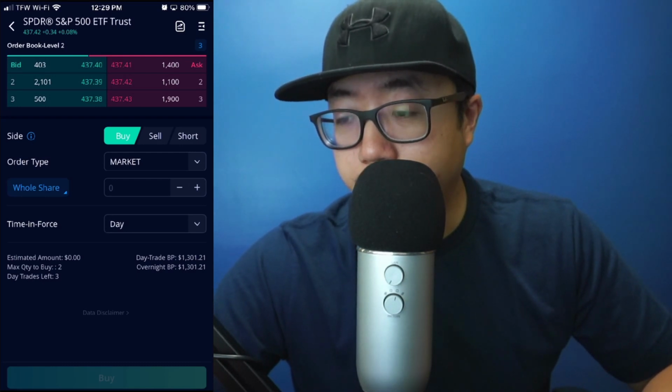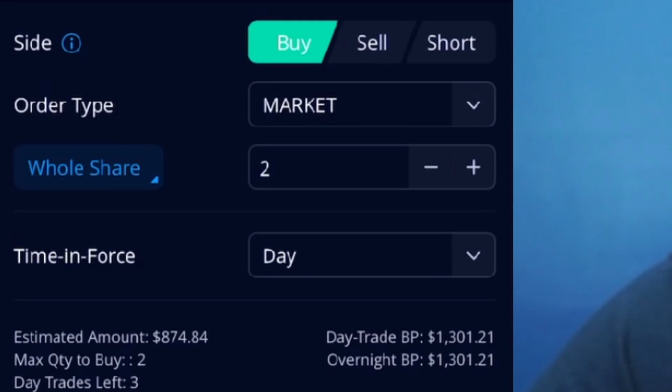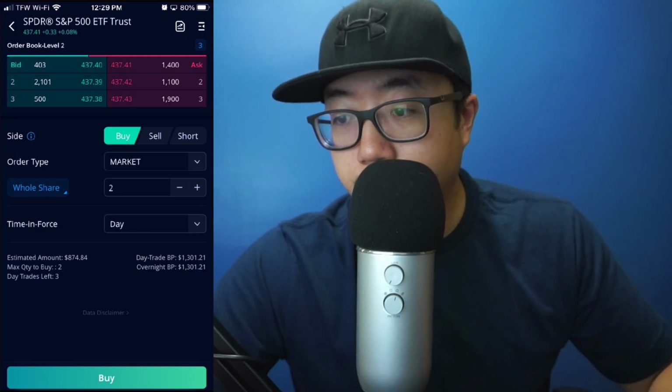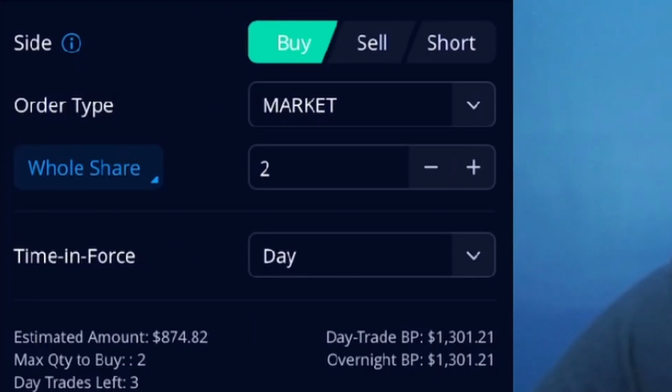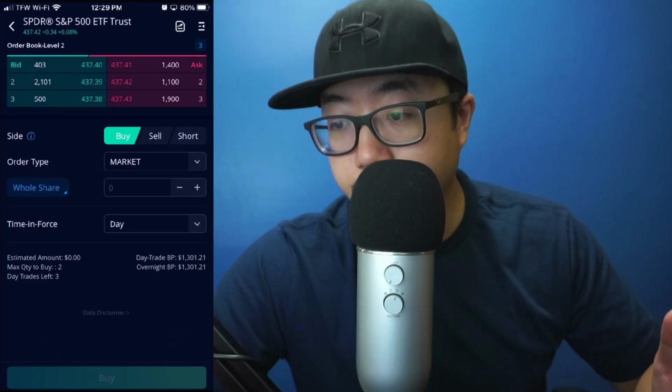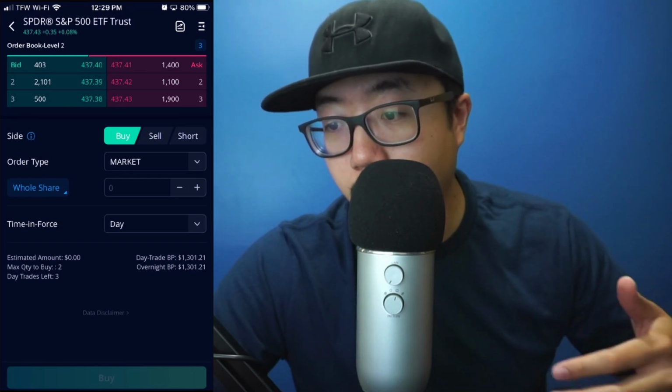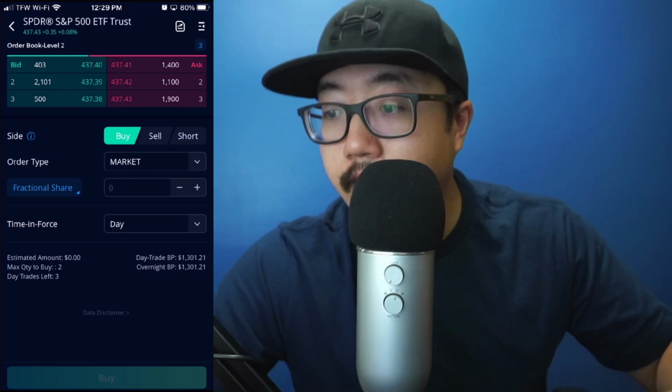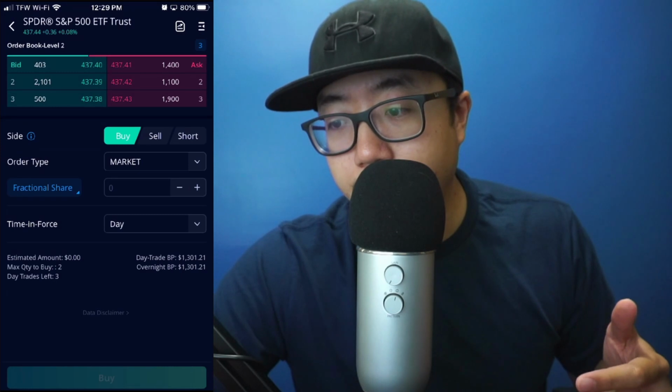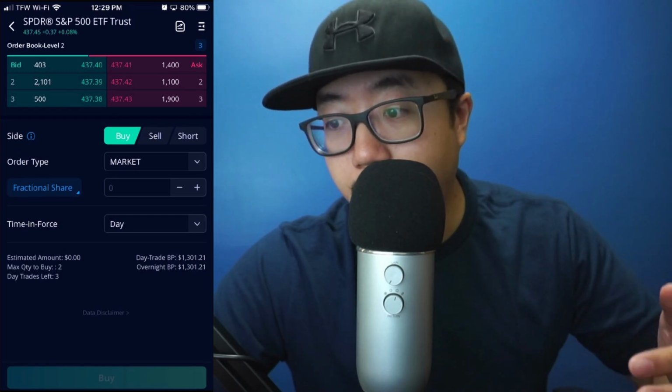So I could either buy 2 whole shares of the stock, which would be $874, or I could click on where it says whole share in blue, and it will change to fractional share. You could just click on it again to go back to whole share, or click on it for fractional share. So now I have to type in the amount of fractional shares I want to buy.